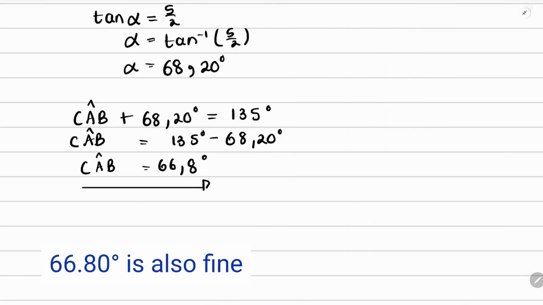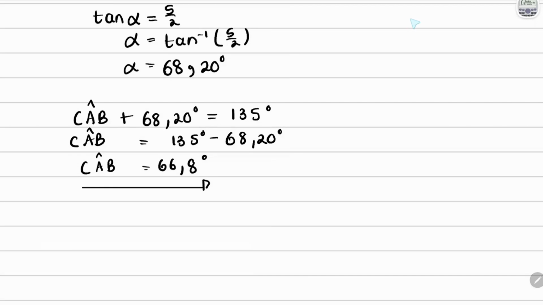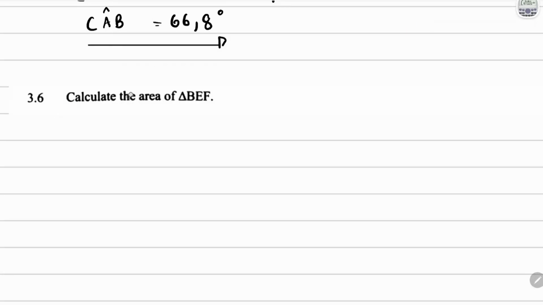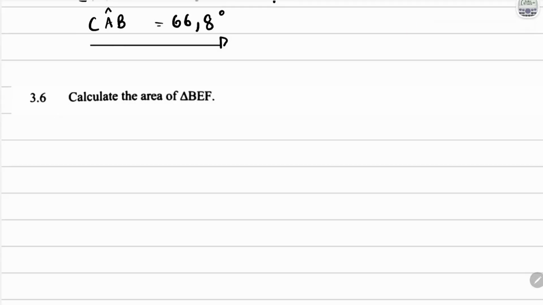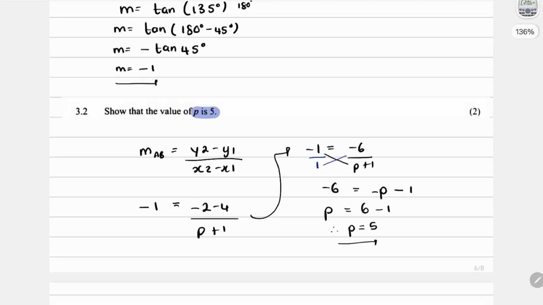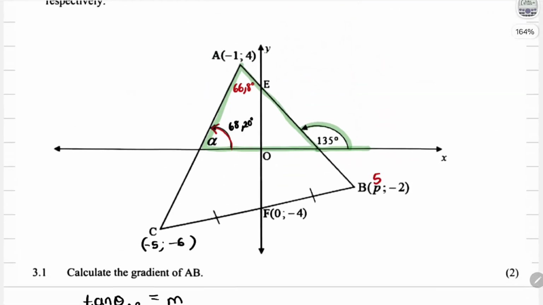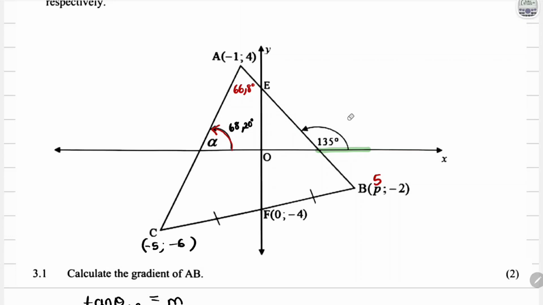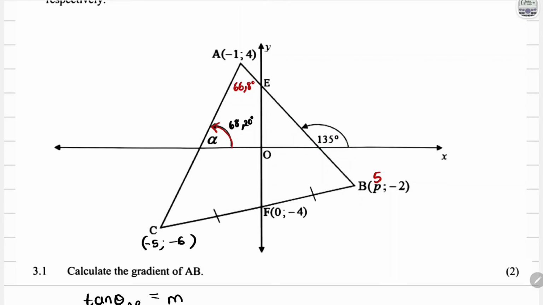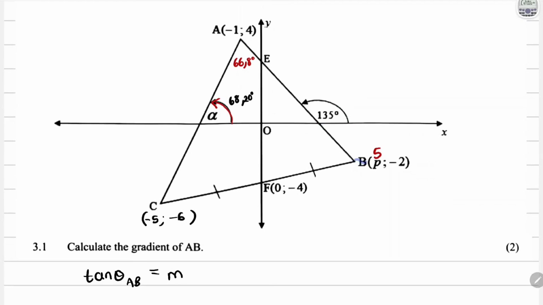Okay, moving on to the next question. The next question, 3.6, says calculate the area of triangle BEF. So let's go ahead and look at that triangle BEF. So it's this triangle. I'll highlight it in blue. So BEF is going from B to E to F. So this is the triangle they're referring to.